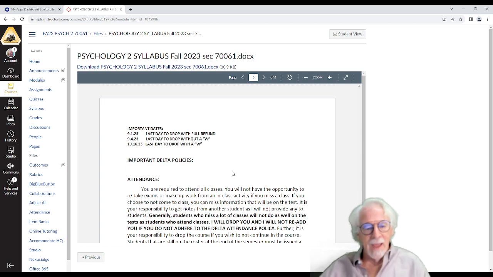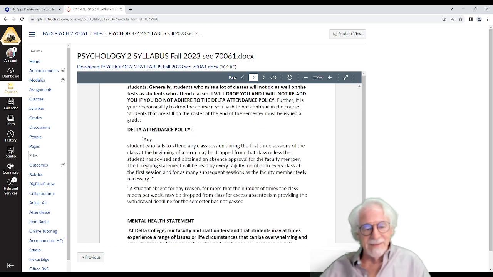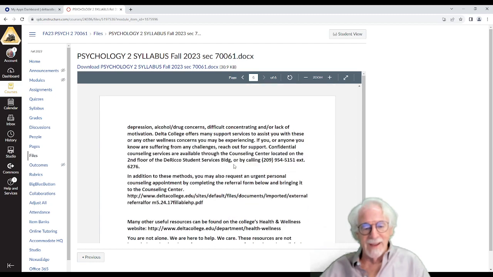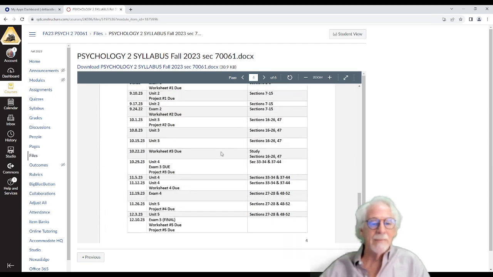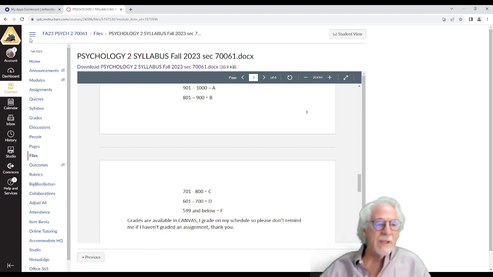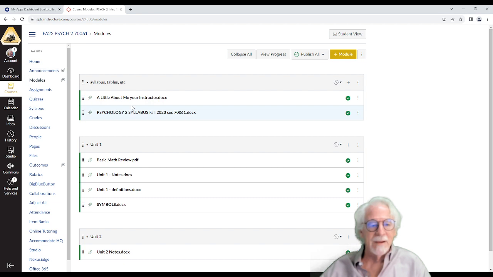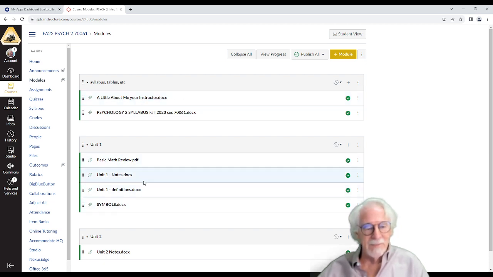These are the policies. You've either seen them a lot or you haven't. You can read them at your own leisure. So that's basically how the class is put together. In here, there's going to be some more stuff. This is a welcome letter. This is a little blurb, a paragraph about me and how I got here. But this is the meat of the class. So the first week, I told you there's a basic math review.